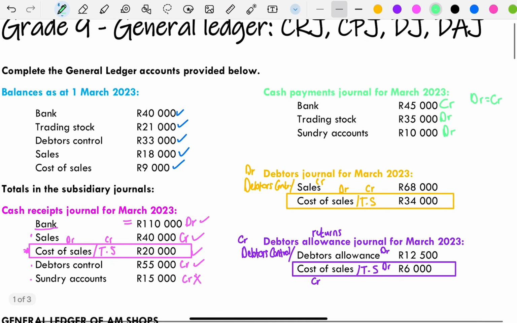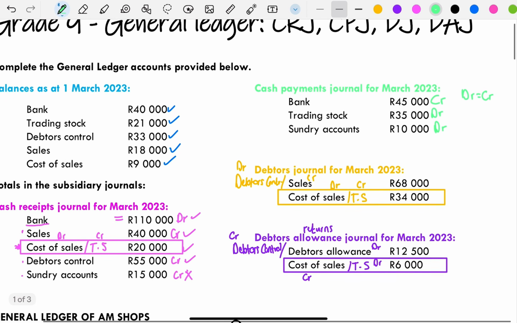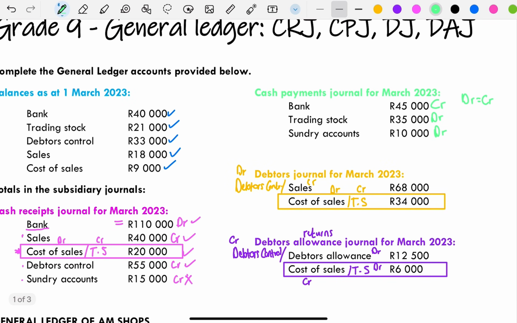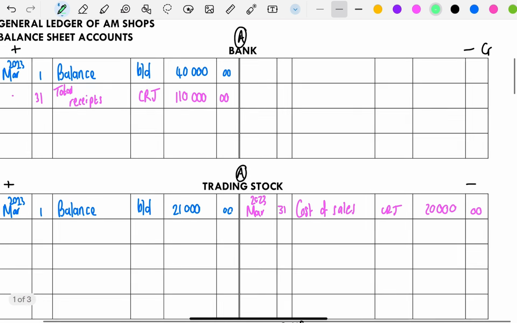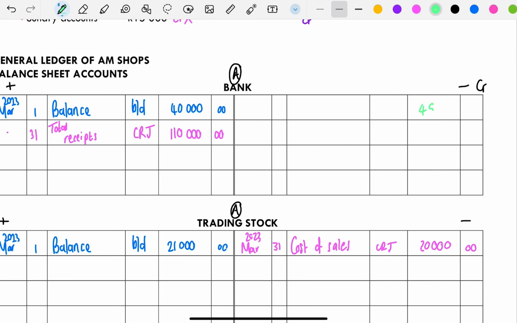Next, we have CPJ. As you can see, I'm really using my journals to guide me, starting from the first journal's first column and running through each one, making sure I'm posting what needs to be posted. Okay, for CPJ, we need to go to bank. We need to credit 45,000. So in bank, credit 45,000.